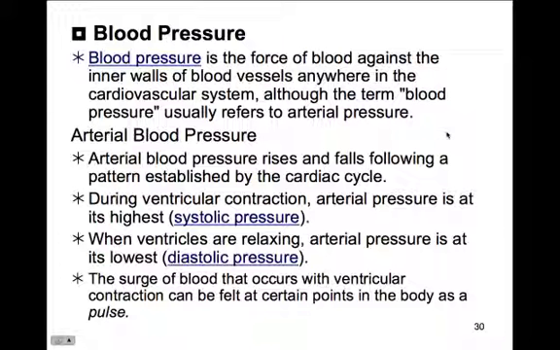This is what we call systolic pressure. When the ventricles are relaxing, the arterial pressure is at its lowest. We call this diastolic pressure. Different than the systolic phases and diastolic phases of the atria and ventricles. However, it corresponds to ventricle systole and ventricle diastole. With each heart pump of the ventricles, the surge of blood that occurs can be felt in certain points throughout the body. This is called pulse.